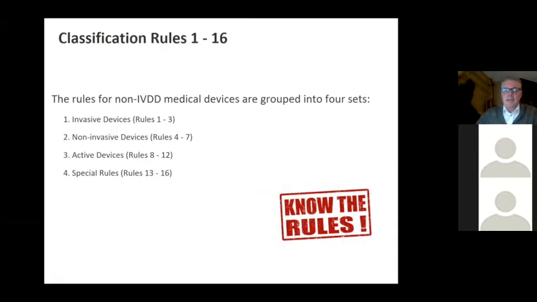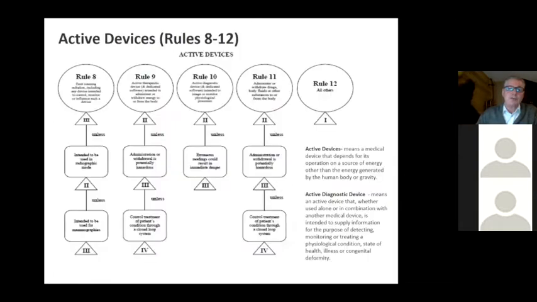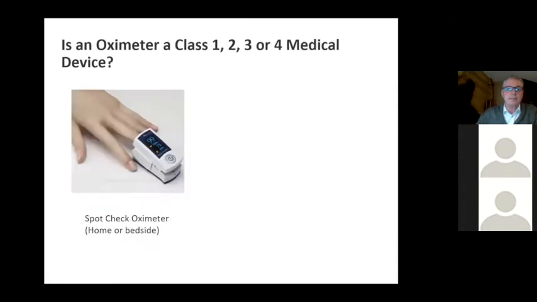Within the classification rules for non-in vitro diagnostic medical devices, there are 16 different rules within the Canadian medical device regulations. We have invasive devices, non-invasive devices, active devices, and the special rules. One of the things that I will show you just very quickly is an image of one of the pages showing the active devices. Those active devices contain 5 separate rules. We'll look into those in a little bit. Maybe we can apply them to this question.